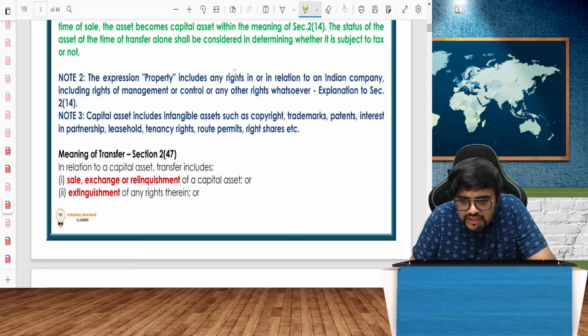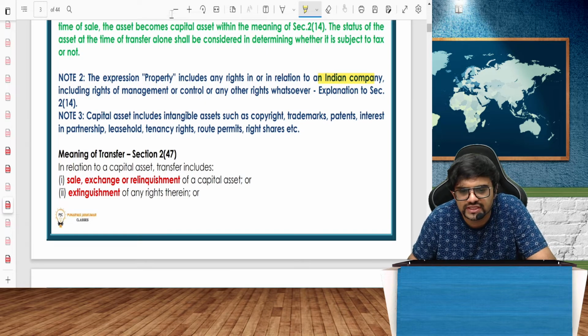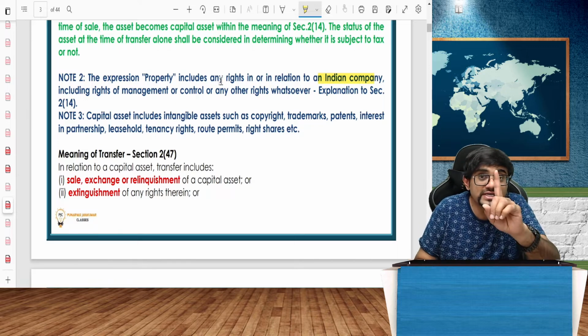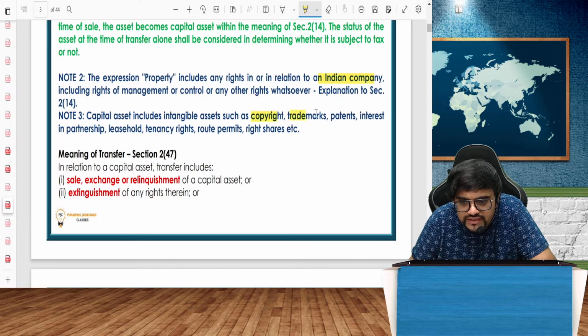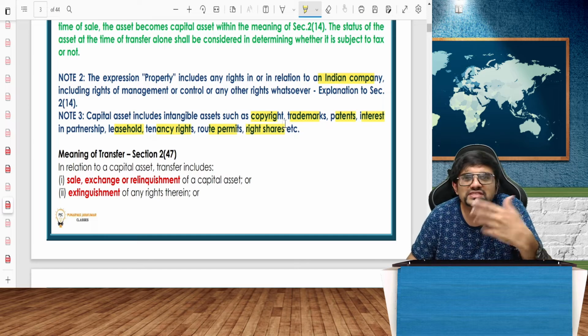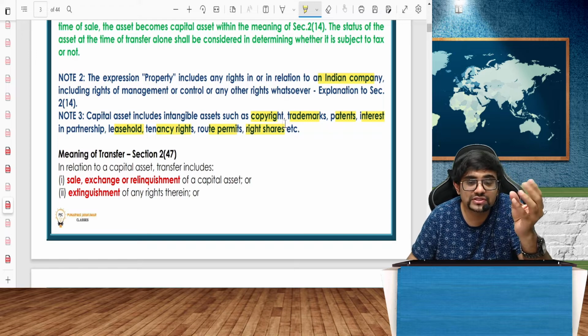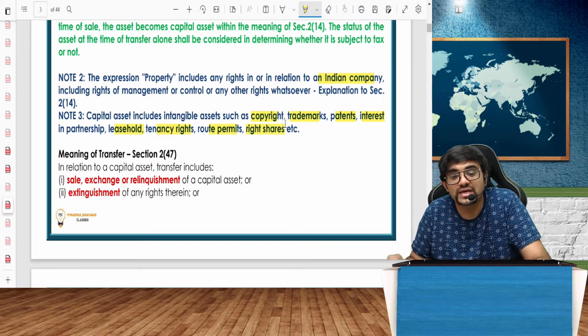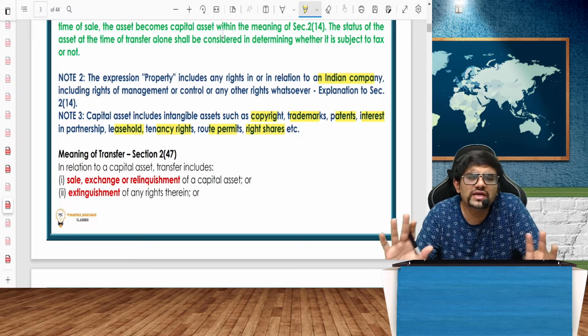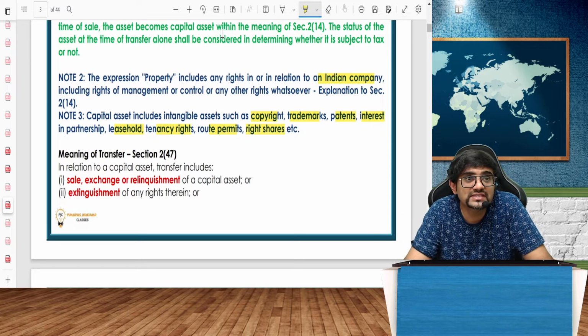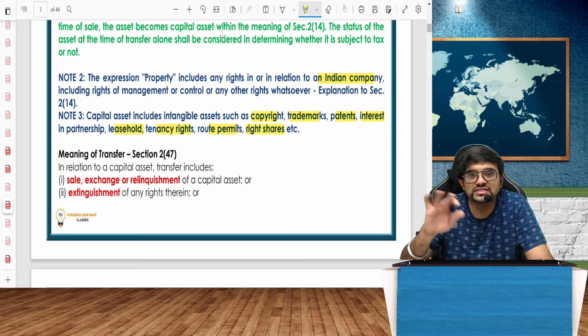The expression property includes any rights in or in relation to an Indian company, including rights of management, all these things. So capital asset also includes intangibles such as what? Copyright, trademark, patent, interest in partnership, leasehold, tenancy rights, route permits, right shares, and all these things. Just remember these things in revision. When we come to the regular batch, each and everything will get a separate explanation of 2 to 3 minutes. Basically, all intangible assets, including your tenancy rights. Tenancy rights is the right to live in, to occupy your particular property. So all these things, leasehold property.